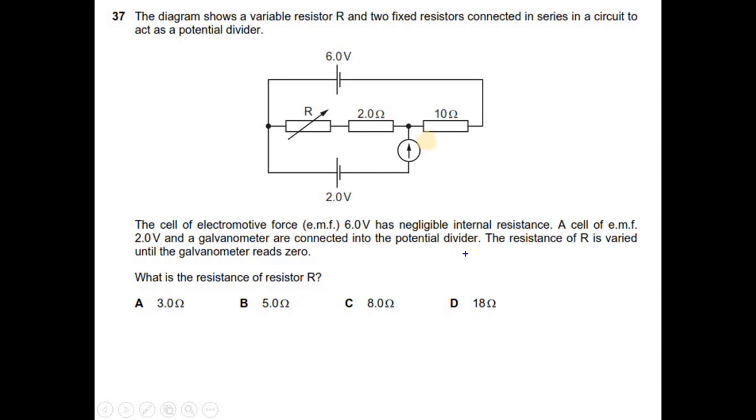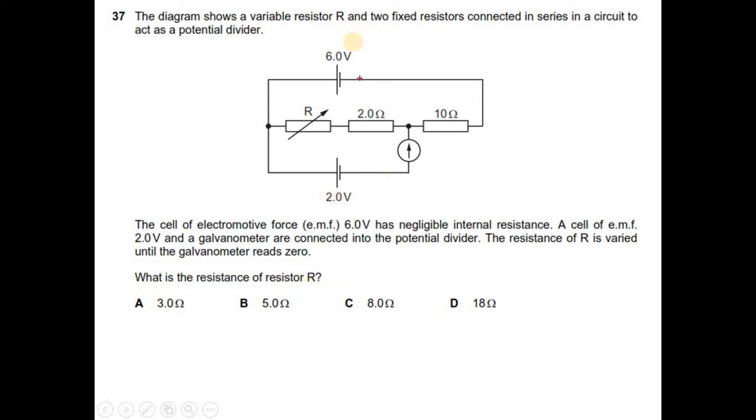The diagram shows a variable resistor R and two fixed resistors connected in series in a circuit to act as a potential divider. The cell of electromotive force EMF 6 V has negligible internal resistance. A cell of EMF 2 V and a galvanometer are connected into the potential divider. The resistance R is varied until the galvanometer reads zero. What is the resistance of R?